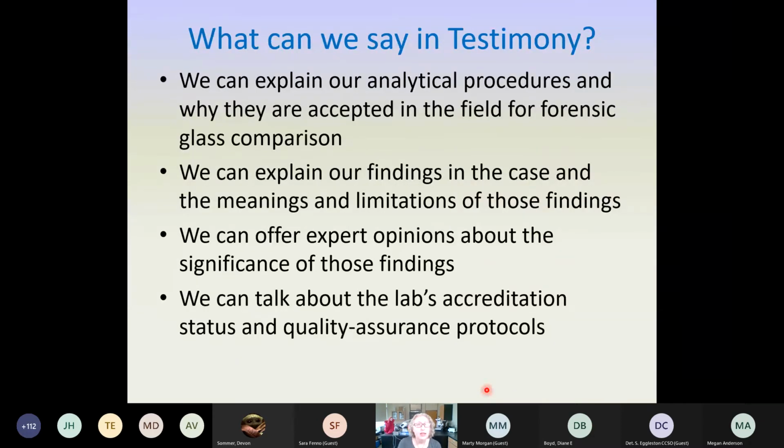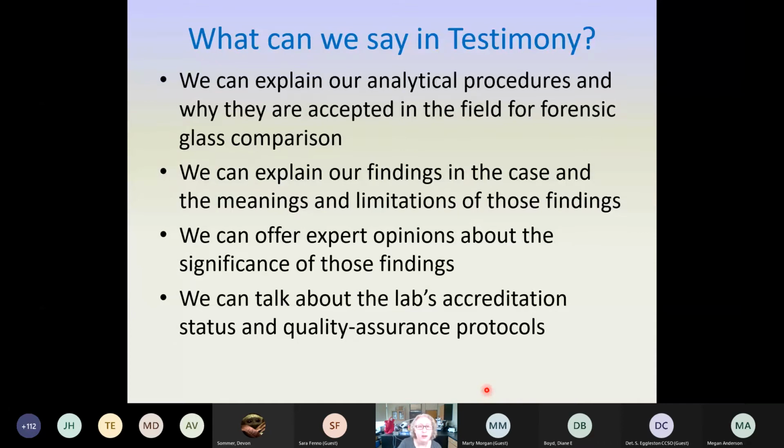Once we get to court, and I will say that we do not testify in glass cases very often at all, but we're happy to testify in them. We can explain our analytical procedures and why they are accepted in our field, and that goes back to that ASTM method idea. We will explain our findings in the case and the meanings as well as the limitations of those findings.